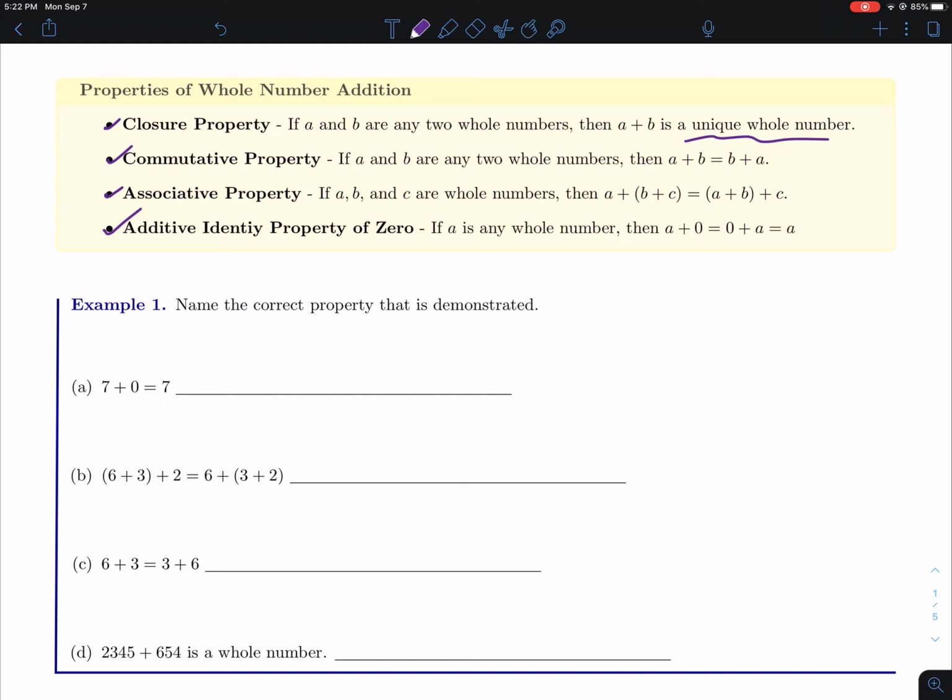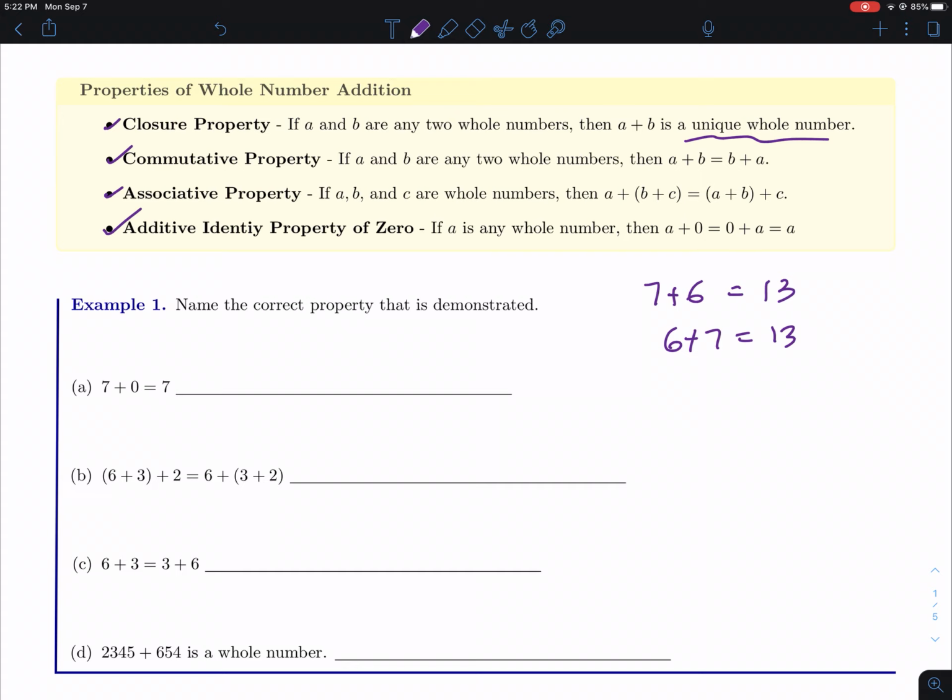So commutative property just tells me I can add in any order. So for example, 7 plus 6 is 13, but so is 6 plus 7. So it doesn't matter which order I add them in, I'll always get the same answer. So that's our commutative property.